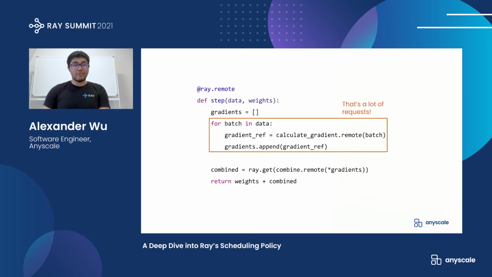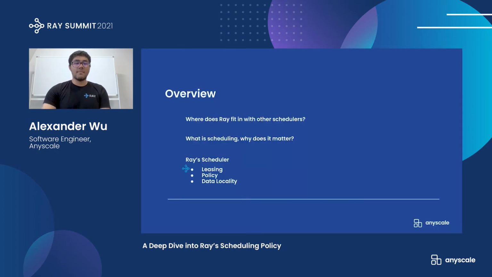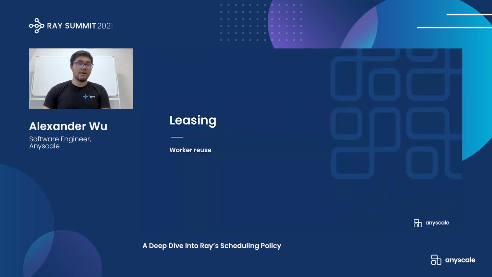Okay, so there were 5 steps there, and we want to do this for every single batch in a data set. So that's a lot of requests, right? Because we have to repeat that 5-step process every single time. It would be really great if we could have a way of speeding that up. And so that's going to get us into our first optimization, which we call leasing. Leasing is essentially what allows us to reuse workers. So let's take a look at how we can apply this leasing optimization to reuse workers.